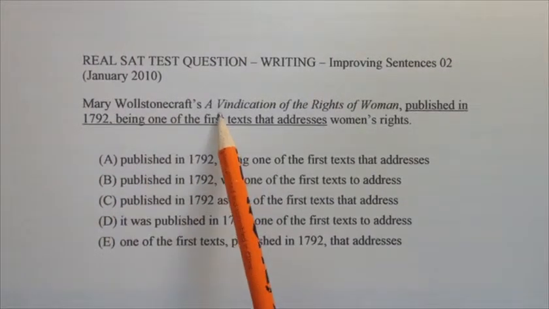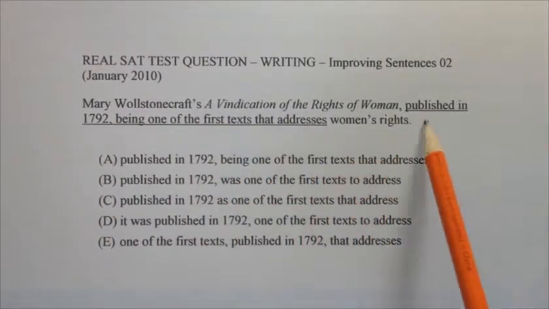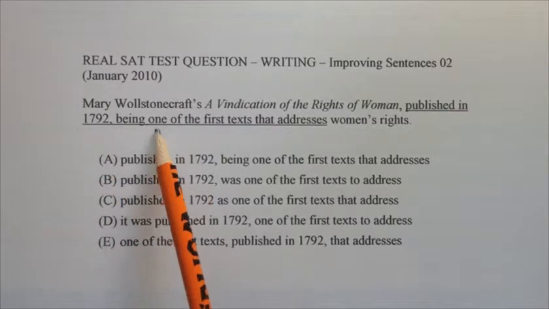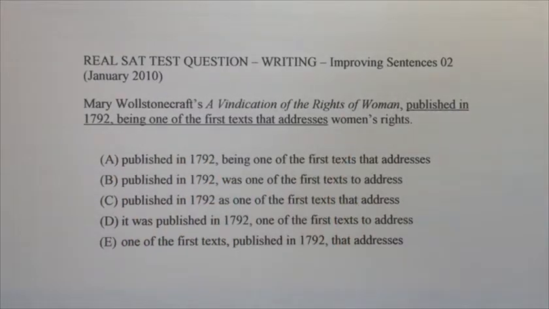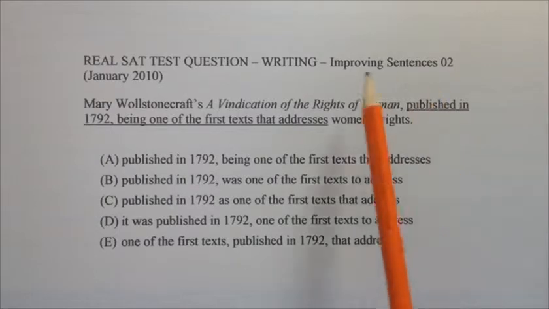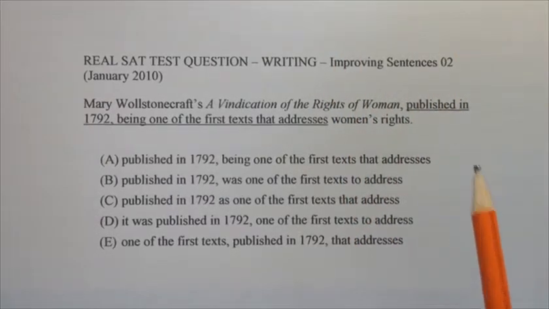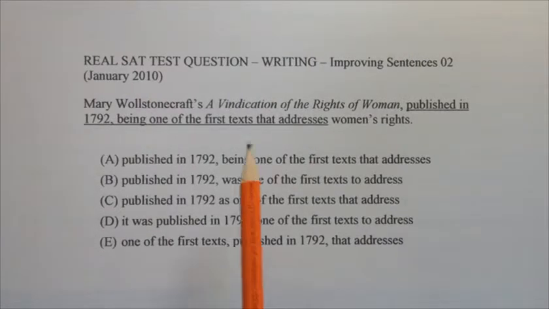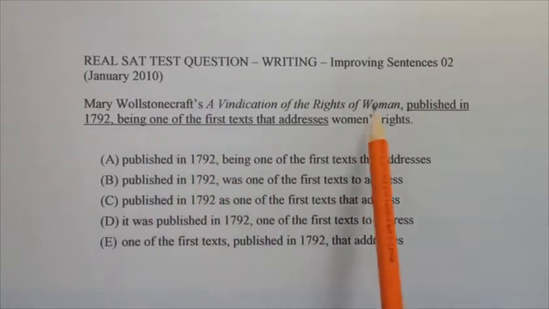Mary Wollstonecraft's A Vindication of the Rights of Woman, published in 1792, being one of the first texts that addresses women's rights. Remember what we said before, in this whole section, the most important thing is always to identify the subject and the verb for the main clause. Is there a verb here for the main clause? There's no verb in this whole thing.